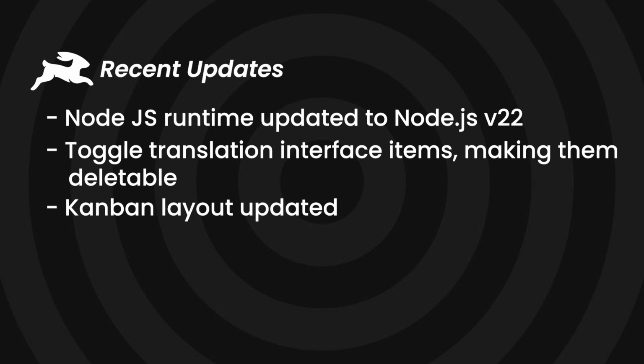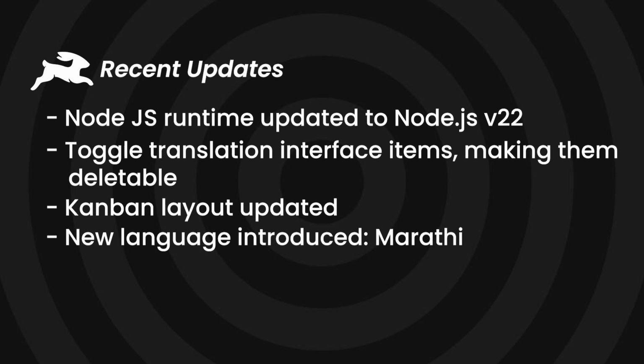Our Kanban layout has also received an update, now allowing you to use relational data in titles that appear on the front of cards. Version 11.3.5 and 11.4.0 have introduced a new language, Marathi, and got it all the way to 100% coverage. This makes it the 30th language with 70% coverage or higher, with over two-thirds of those over 90%.